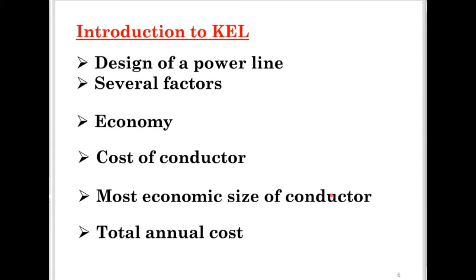The main aim of this planning and design, considering factors like the power losses taking place in it and the amount of current or power that should be flowing through the conductor, is to find out the most economic size of the conductor. Meaning I don't want to buy a very small diameter conductor, I don't want to buy a very large diameter conductor, but what should be the actual cost of the conductor?